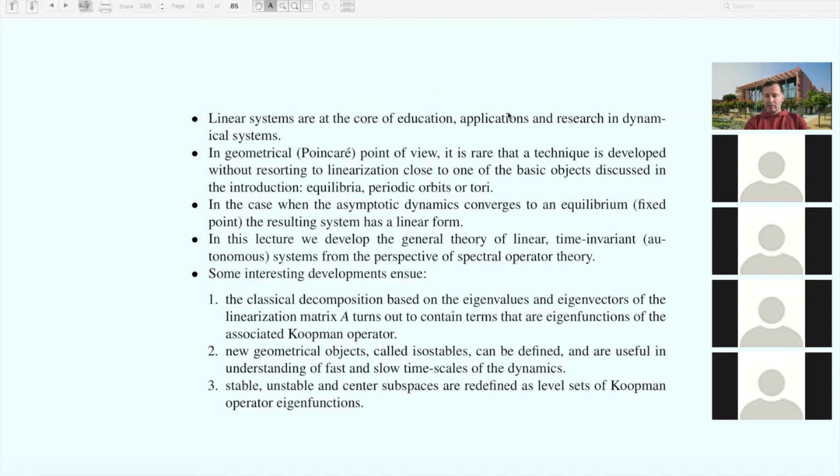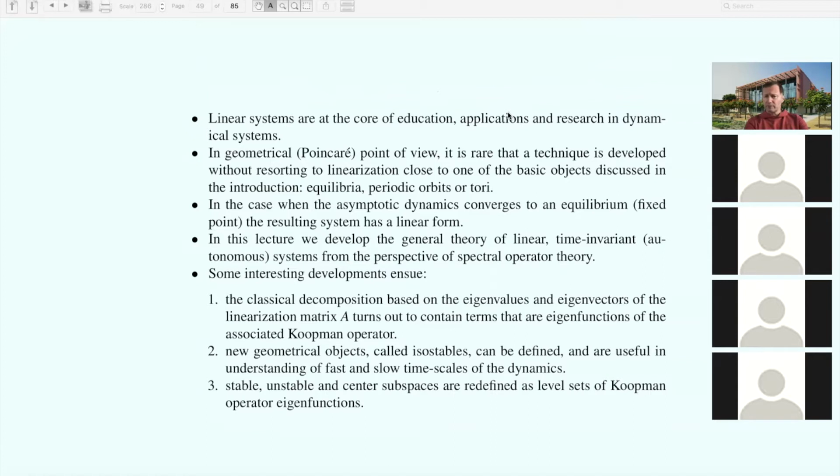But a very common technique in engineering and science is to linearize the dynamics close to an attractor. And if that attractor is a fixed point, then the resulting system has a pure linear form with an associated linear matrix. So we'll study the general context of linear time invariant systems, so autonomous.